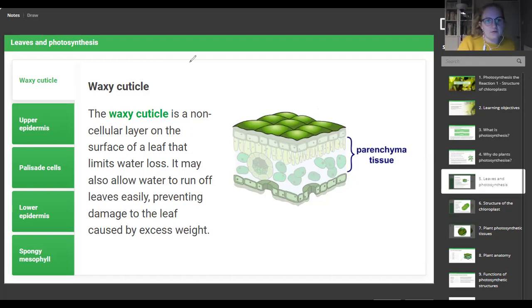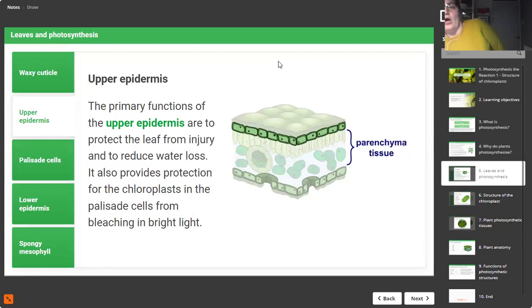Then we have the upper epidermis. This is our first cellular layer of the leaf. The primary functions of the upper epidermis are to protect your leaf from injury, and again, they also reduce water loss. They are epidermal cells across the top. They have a nucleus in them. They're basically your very basic plant cell structured cells.